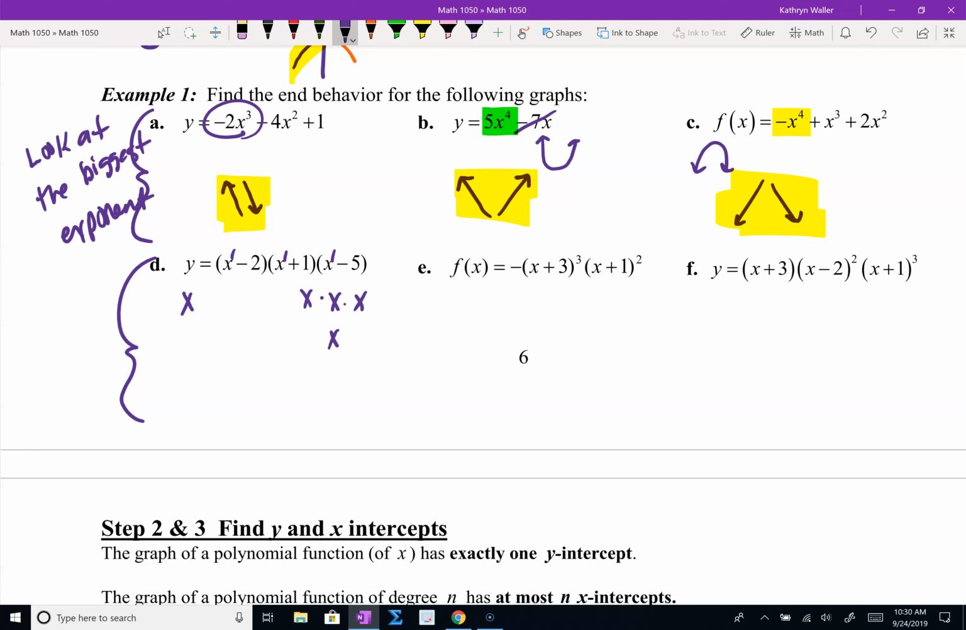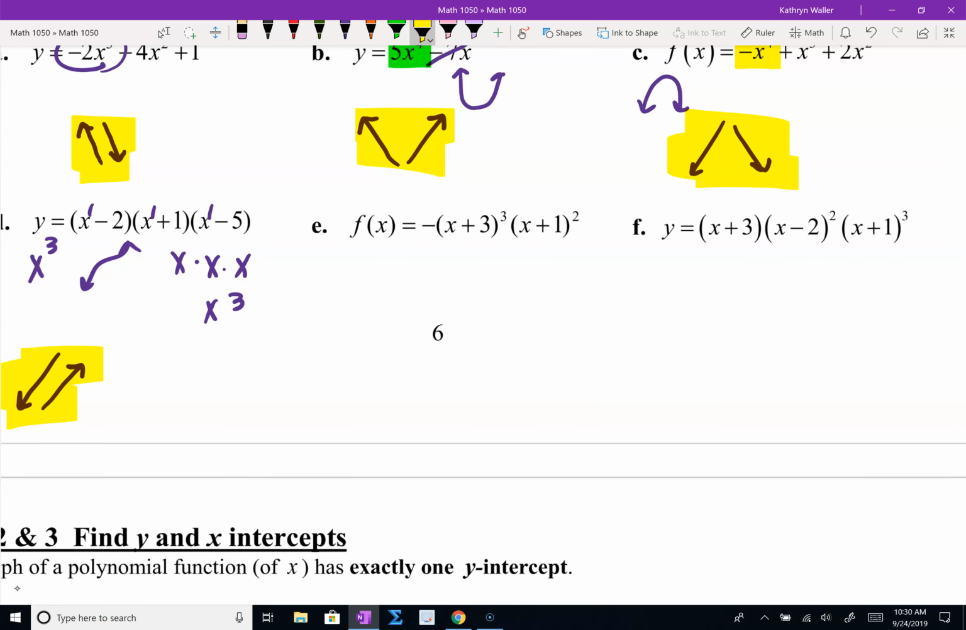When you multiply those, you add the exponents, and that gives you an x to the third. And you guys know that that's a cubic, and I don't have any negatives in front, so it's not going to reflect it. So my arrows are left down and right up, and that's my answer. Okay, now they do get just a little bit tricky. This one, question E, I think is the trickiest.